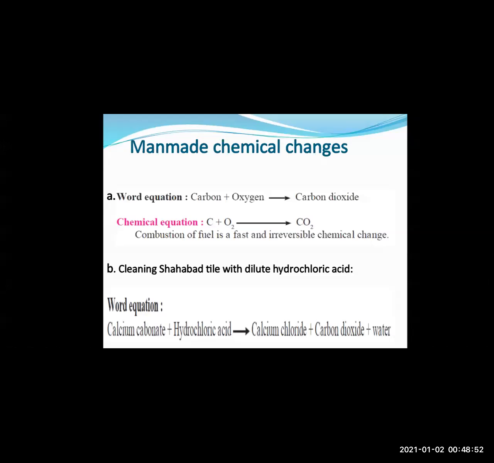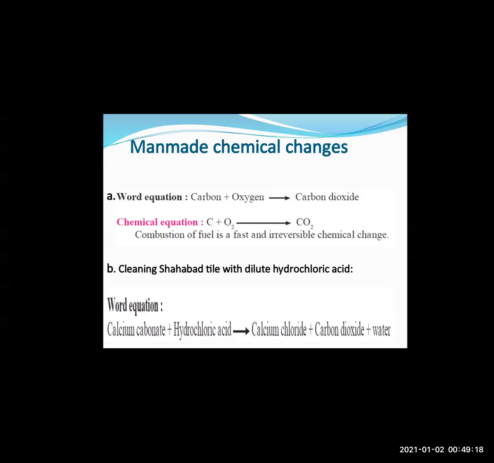So whenever you are burning fuel such as wood, coal, petrol, or cooking gas, the energy generated comes from burning carbon. This carbon, when it mixes with oxygen, forms carbon dioxide. This is the first man-made chemical change, that is combustion of fuels.